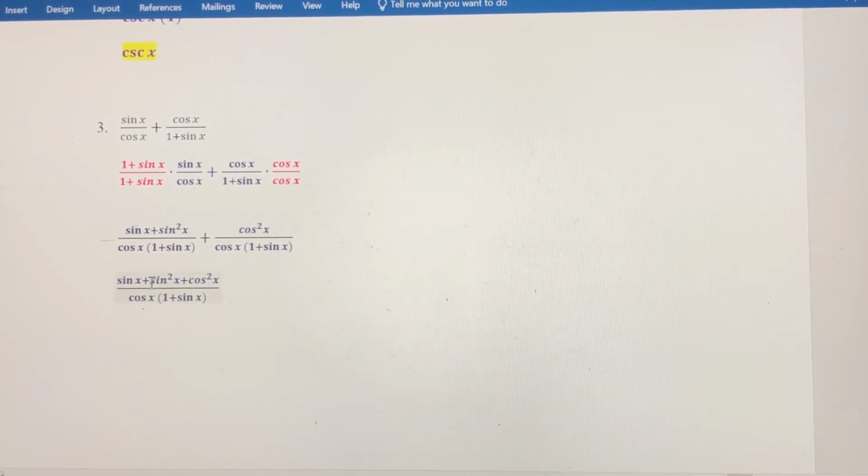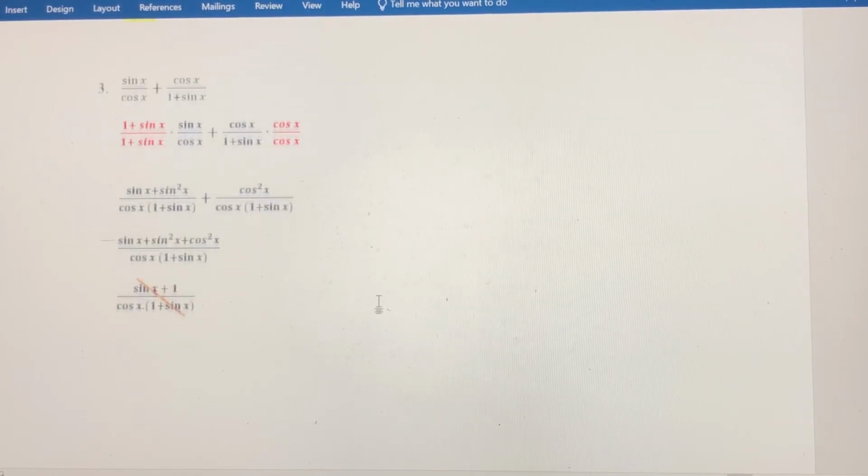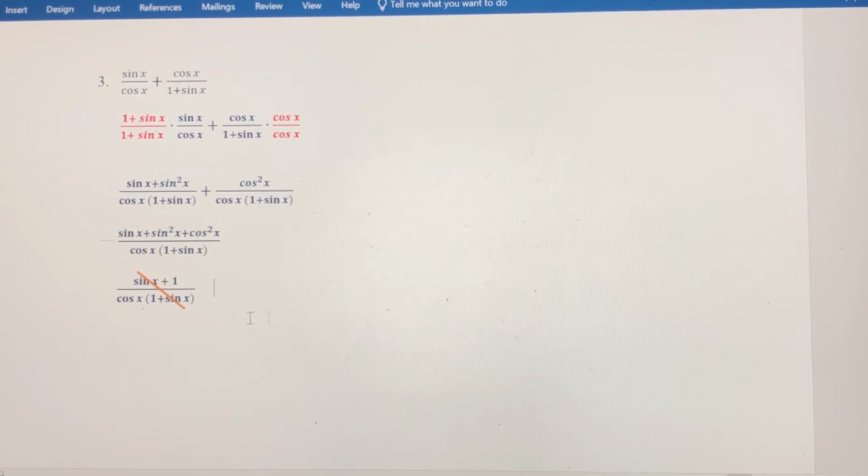And what we see here, again, this is a pretty common identity to use, that sine squared plus cosine squared is going to equal 1, okay? So I'm going to replace that with a 1, okay? And now what I can notice is this factor, sine of x plus 1, and 1 plus sine of x, that commutative property there, makes these 2 equal. So I can cancel those out, all right? So now my numerator is 1, and my denominator is cosine of x, okay?